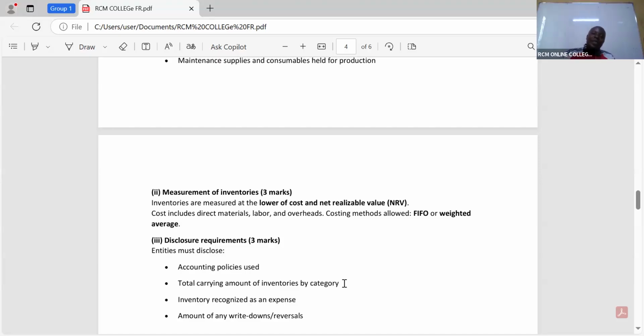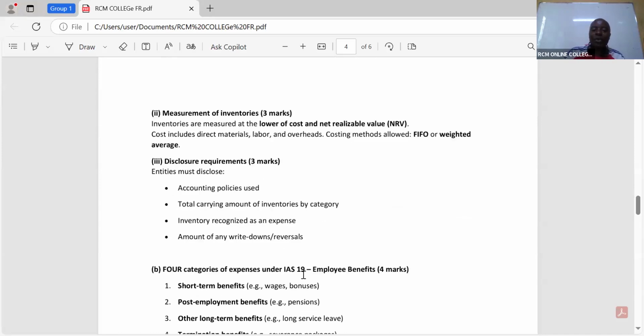But the most important thing whenever it comes to inventory, and we'll be able to see your financial statements, ladies and gentlemen, we shall always disclose accounting policies. We have to disclose inventory value by categories. And you must give us, ladies and gentlemen, any losses, any amount of write downs like that. Don't forget that, ladies and gentlemen, as you go to your exam.